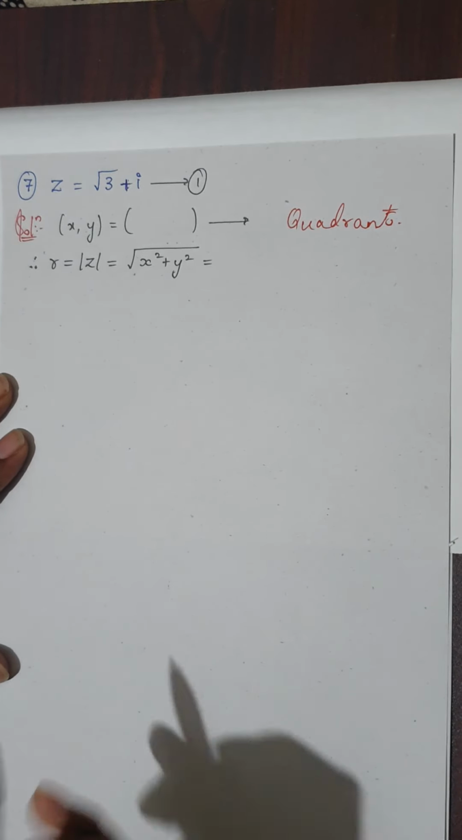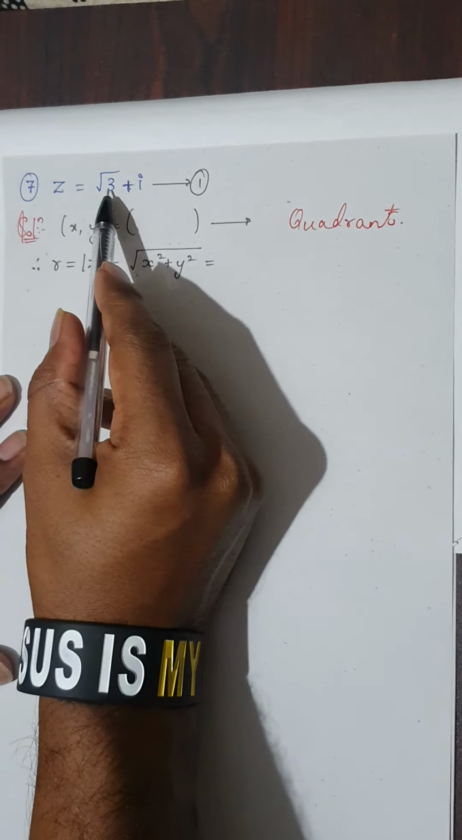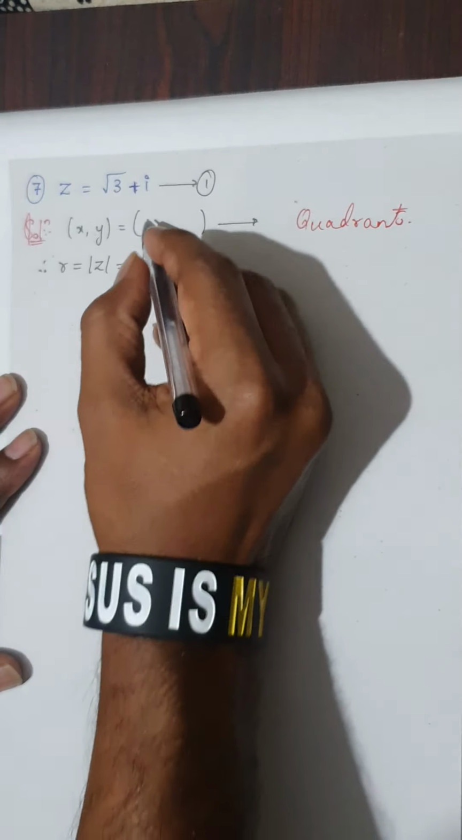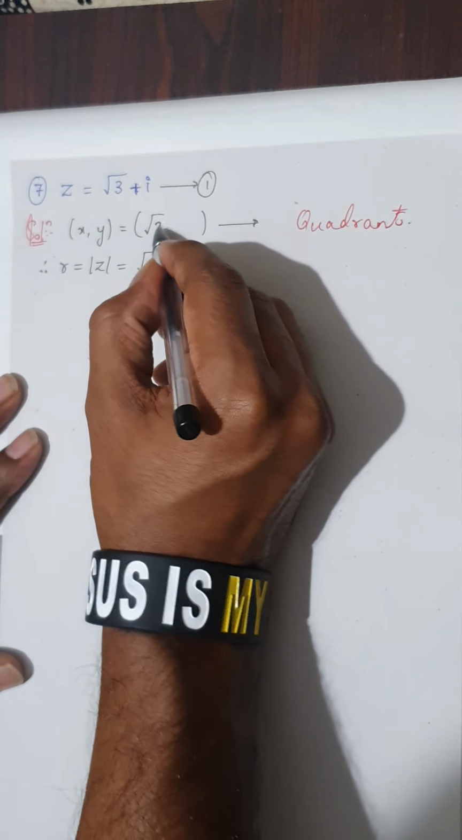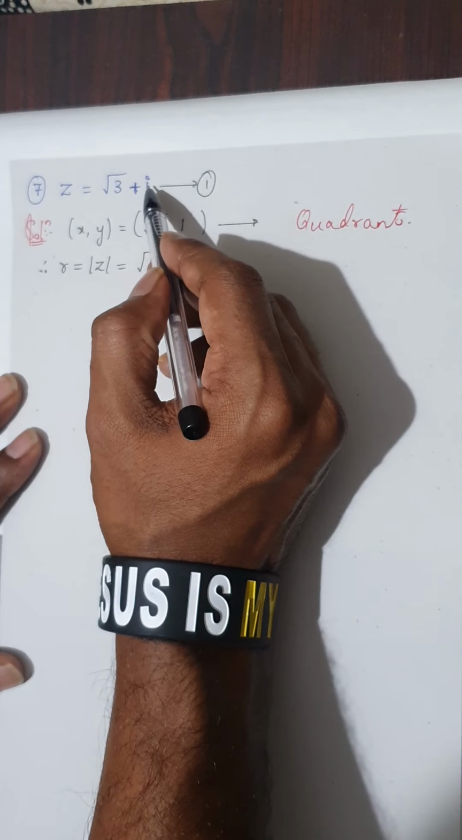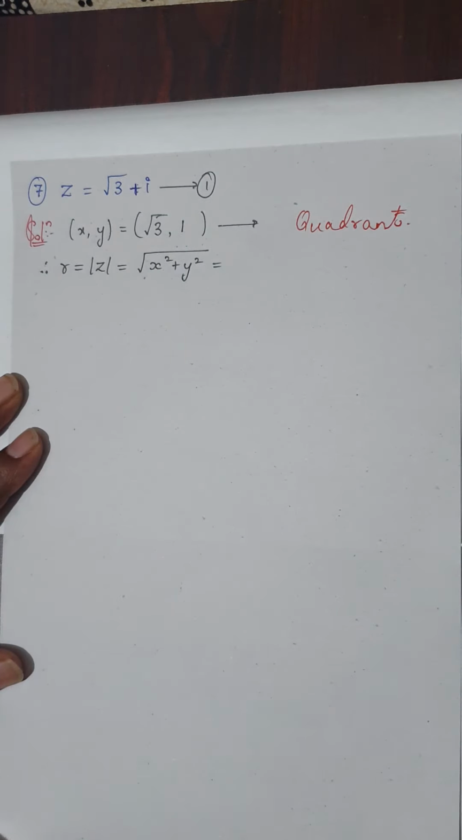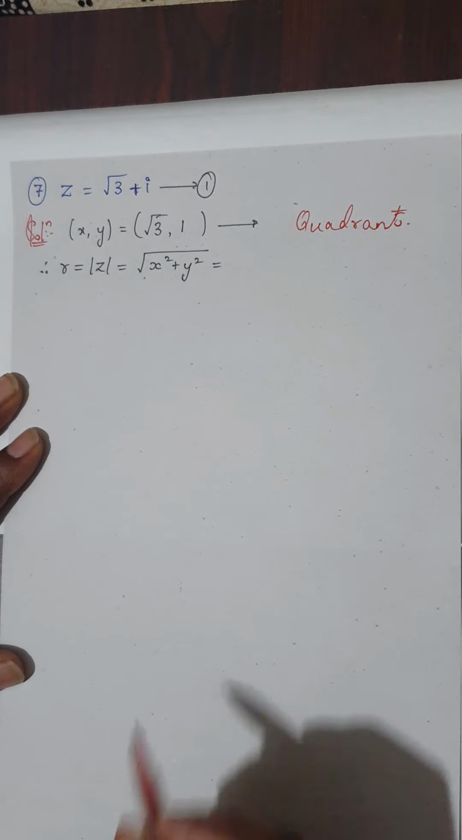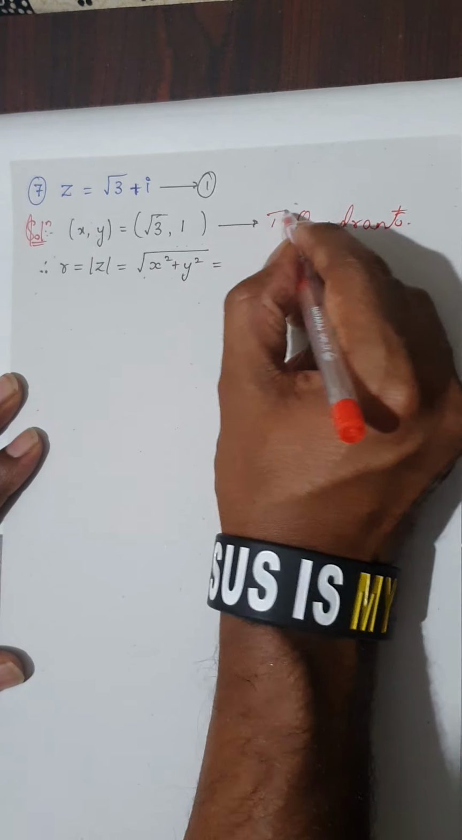Let's take up question number 7. We have z is equal to root 3 plus i, similar to the first one. So x value would be root 3. Imaginary part y would be 1. You can see here both are positive. So that means this lies in the first quadrant.